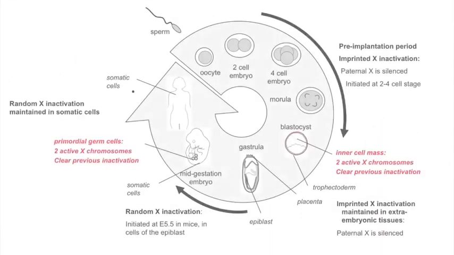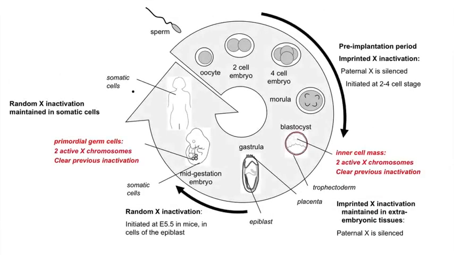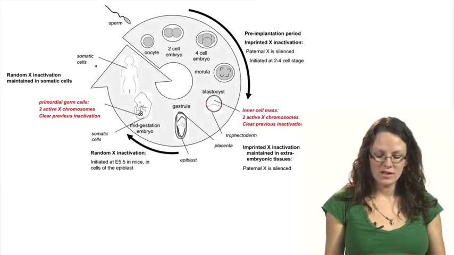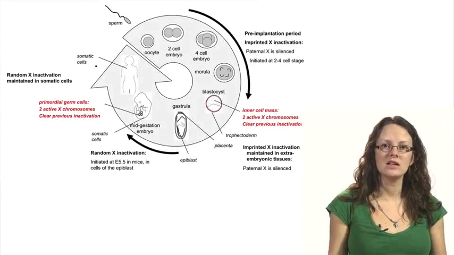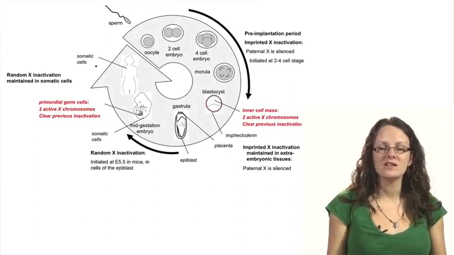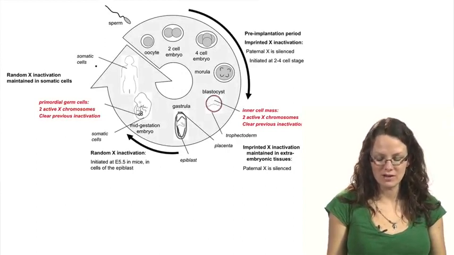And indeed, what we actually find is that the cells of the inner cell mass contain 2 active X chromosomes. And this is extremely unusual. It happens just twice in the development of a female mammal. First in the inner cell mass, and this is because they need to clear that imprinted X inactivation that was found earlier in development in that pre-implantation phase.